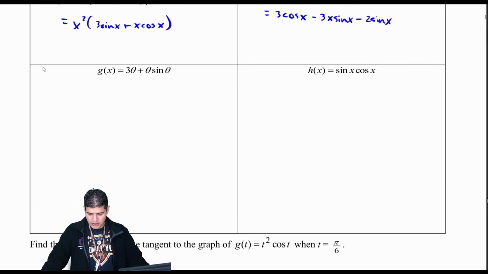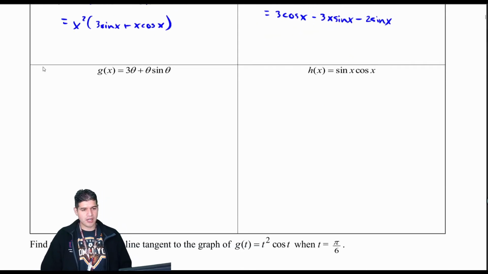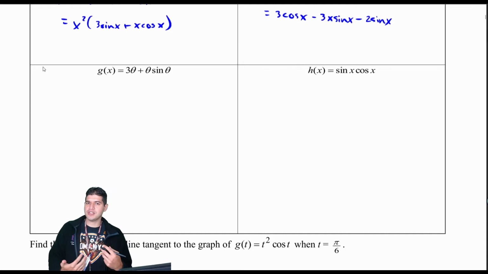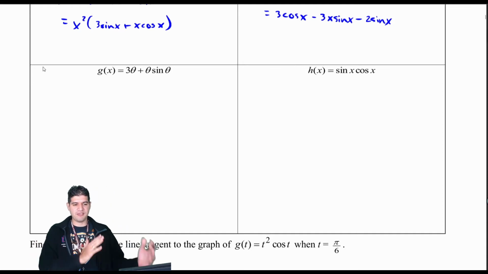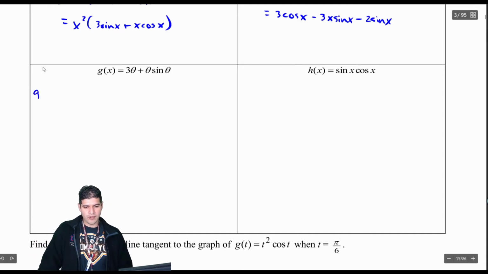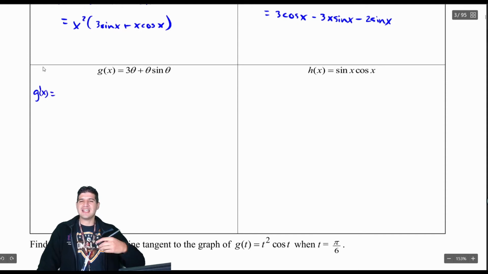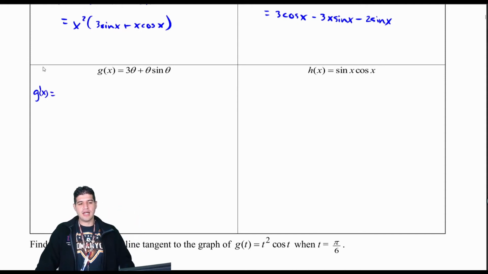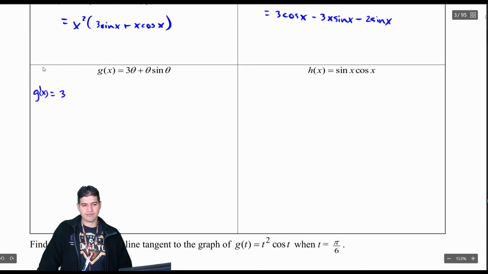So now I want to look into our fifth problem. g of x is 3 theta plus theta sine theta. This is an interesting problem because you've got to do it in different parts. So if I want to find g prime of x, well, I'm looking at 3 theta. That's not a product rule. I'm just going to be taking that derivative. So 3 theta, the derivative of that would just be 3.